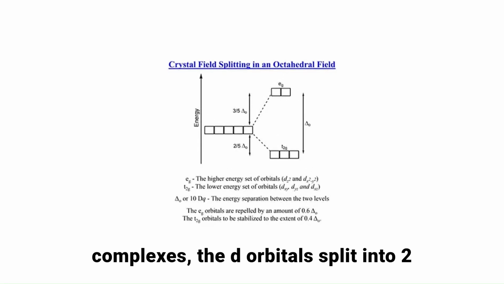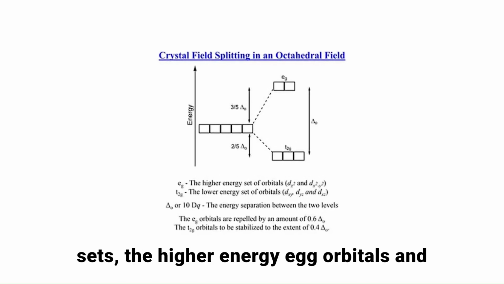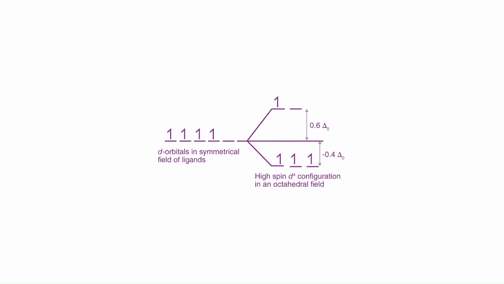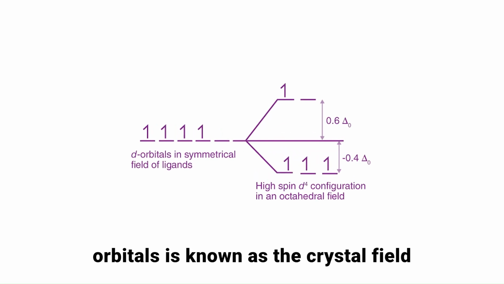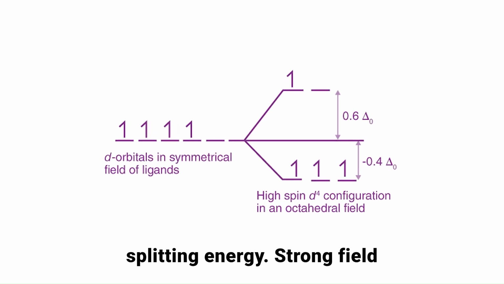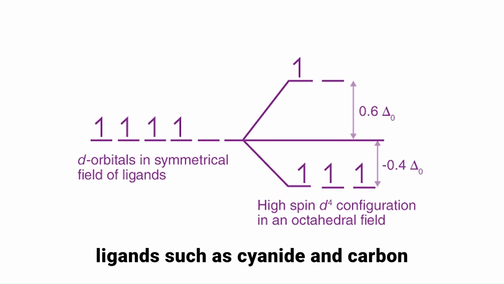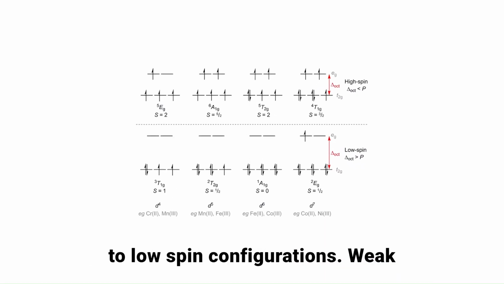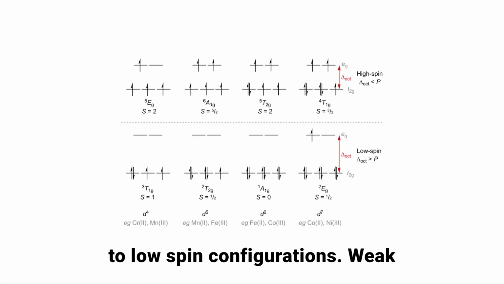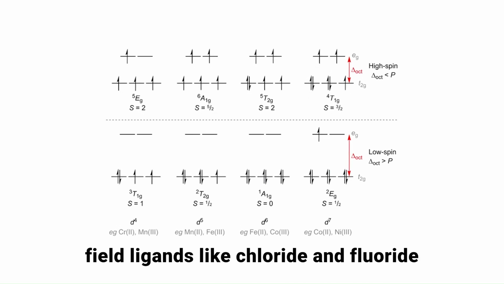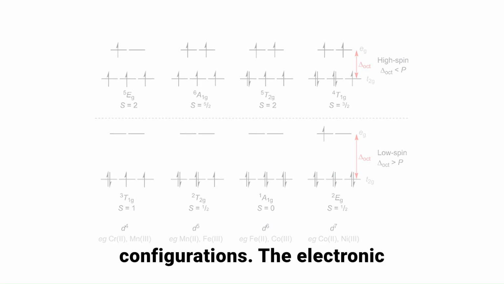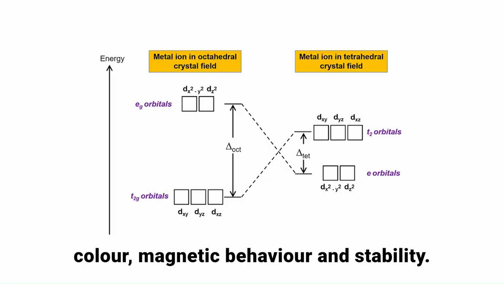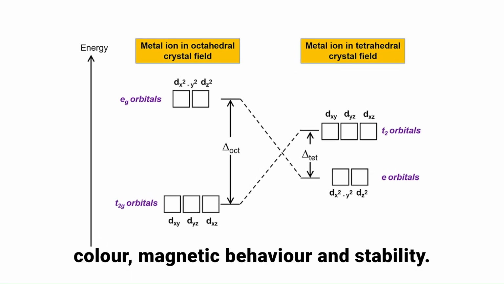In octahedral complexes, the d orbitals split into two sets, the higher energy eg orbitals and the lower energy t2g orbitals. The energy difference between these orbitals is known as the crystal field splitting energy. Strong field ligands, such as cyanide and carbon monoxide, cause a large splitting, leading to low-spin configurations. Weak field ligands, like chloride and fluoride, result in smaller splitting and high-spin configurations. The electronic arrangement influences properties like color, magnetic behavior, and stability.